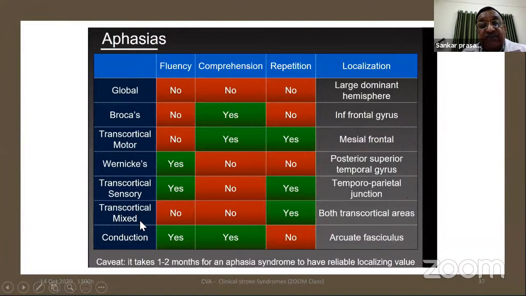Transcortical mixed can have only repetition, no comprehension, no fluency. That is, both transcortical areas are affected in watershed infarcts. Conduction aphasia, repetition is not there. They have fluency, they have comprehension, when arcuate fasciculus is involved. So this one table will make you remember all the aphasias and revise them: fluency, comprehension, and repetition.